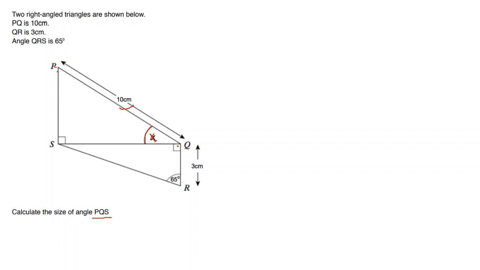So let's try looking at triangle SQR, labelling up your sides. So here is the right angle. So this is my hypotenuse. This angle is 65, so this can be my opposite. And then this side here is next to the angle, so this is the adjacent. And that will enable me to work out the length of the opposite. That would be helpful to us because once we know the opposite, I can use that in triangle PQS.